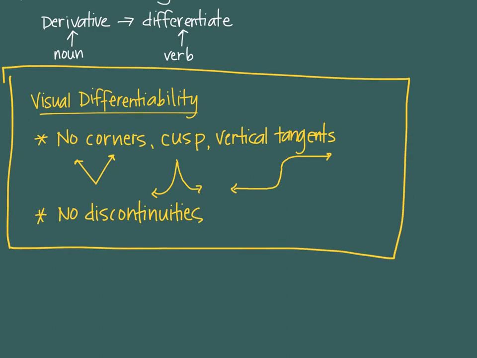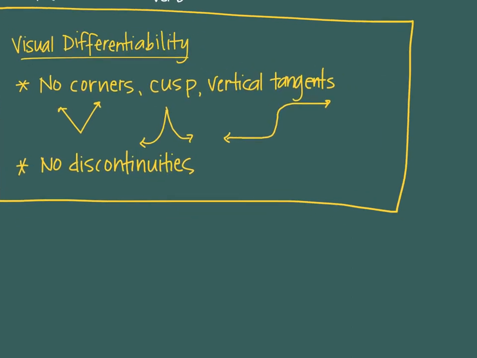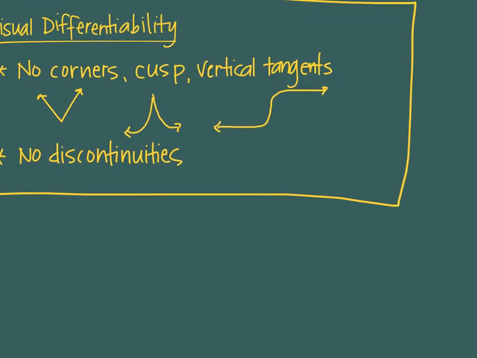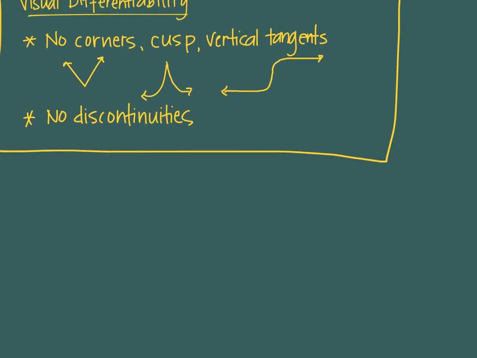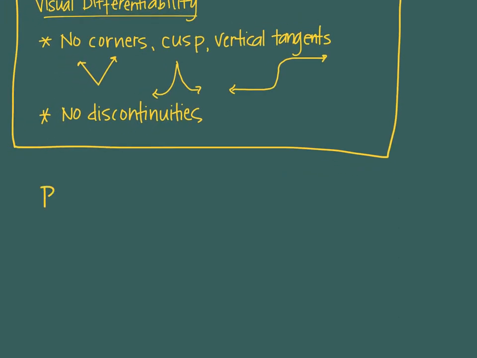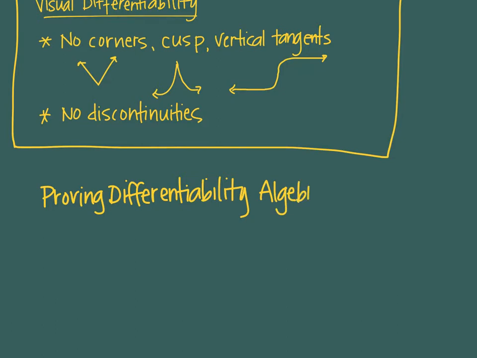So that's visual differentiability. Now we've got to do the algebraic differentiability proof. All right, so the next one is proving differentiability algebraically with limits. And you've been doing this without even knowing it. So you're ahead of the game already.